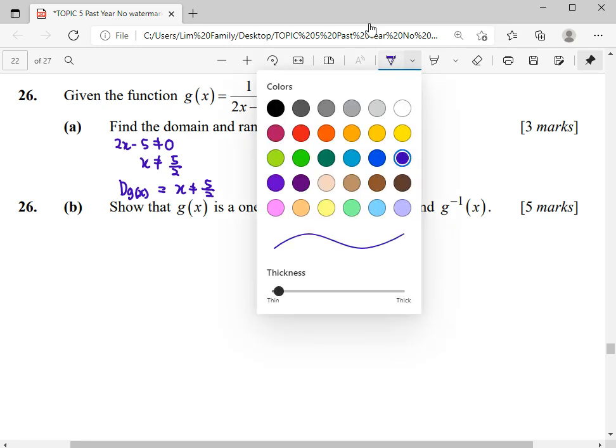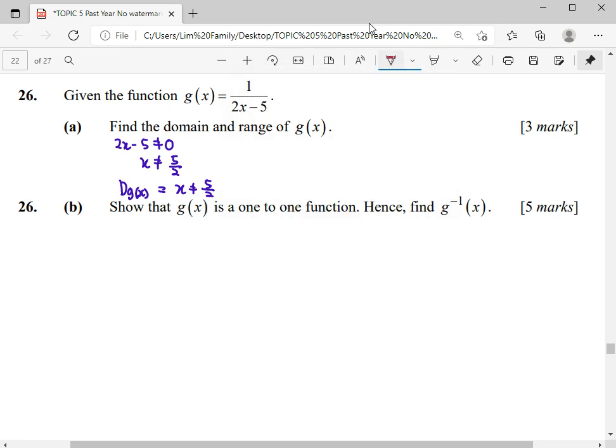Then for the range, the range is also a special case. How are we going to find the range? We will close the rational function. When you want to close the rational function, make sure it is a proper fraction. How do we know if it is proper or improper? That will be learned in chapter 6.